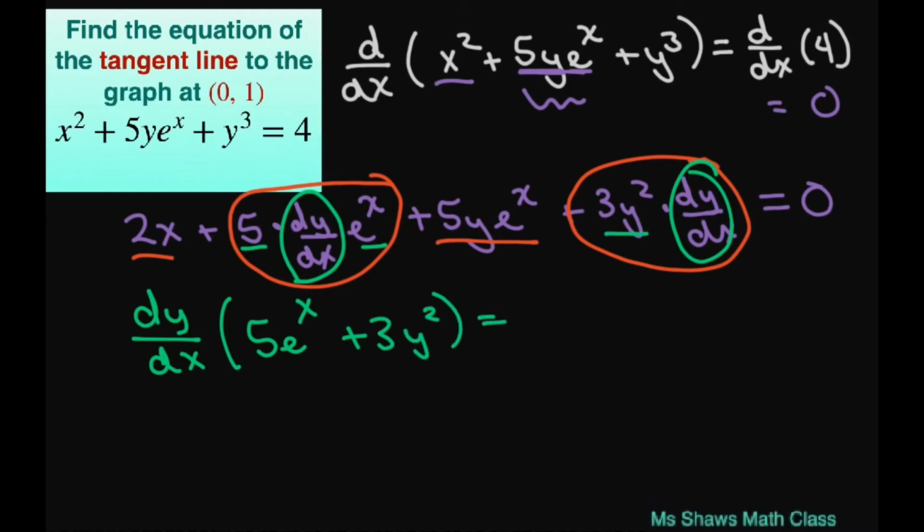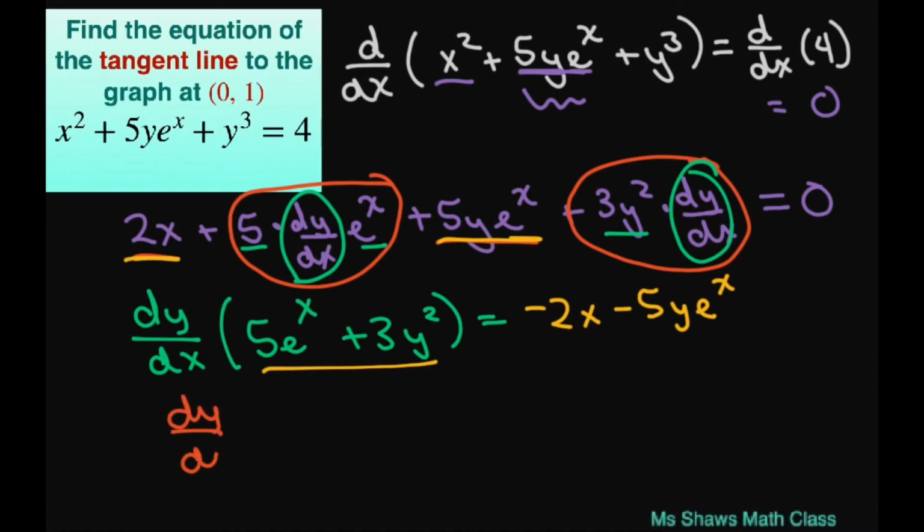Now these two here, let's do yellow. I'm going to move these over. So it's going to be negative 2x minus 5y times e to the power of x. Now divide both sides by this piece, and you're going to get dy divided by dx equals negative 2x minus 5y times e to the power of x, divided by 5 times e to the power of x plus 3y squared.